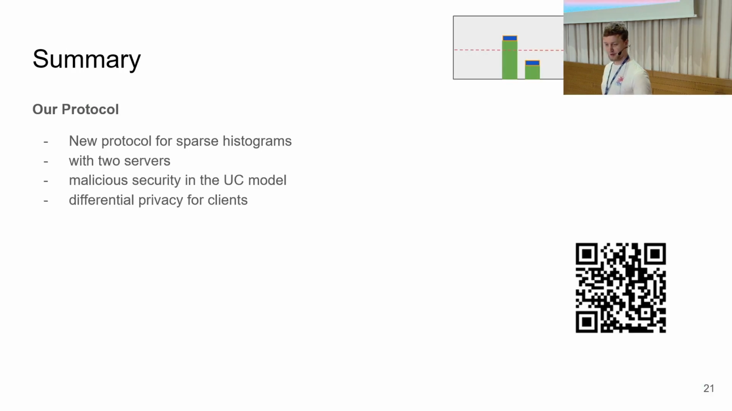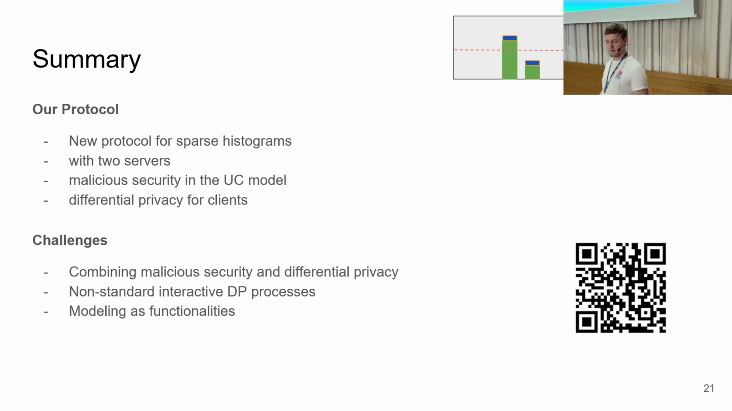Okay, to summarize, we have a new protocol for sparse histograms with malicious security, as opposed to previous semi-honest work. We have differential privacy of the outputs, as well as any additional leakage during the protocol for the clients. And the challenge that we had while developing this was combining malicious security with differential privacy. And as I said, there's an open theory question there of how to nicely model secure computation with DP leakage in a malicious security setting. So there's this non-standard interactive DP process that happens to work for our protocol, but maybe doesn't for every other one.